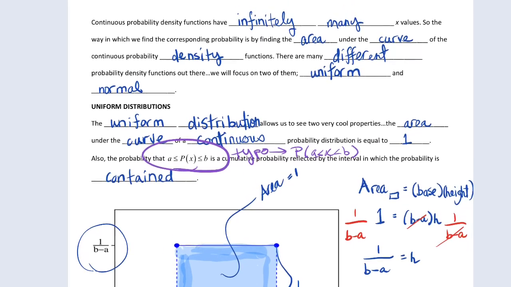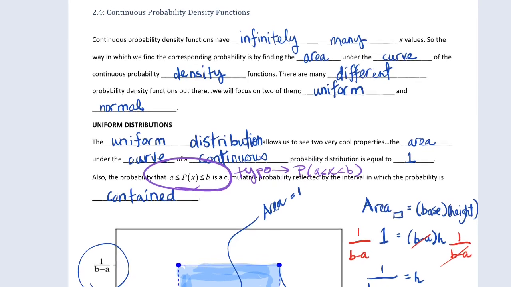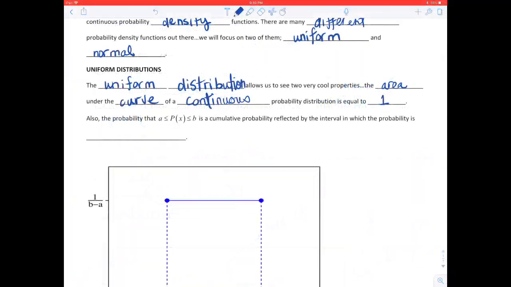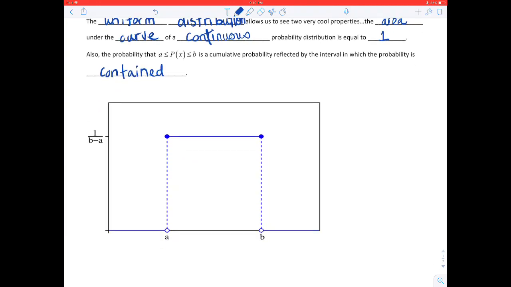Also, the probability that x is between some a and b is cumulative. Sorry, late night typo. And it's reflected by the interval in which the probability is contained, right? So that area that you find is the same as the probability. Isn't that wonderful?